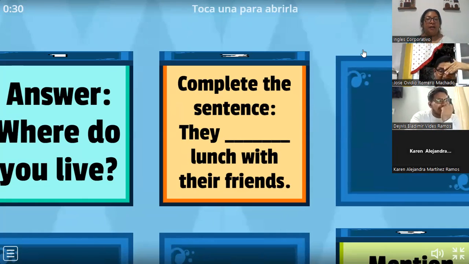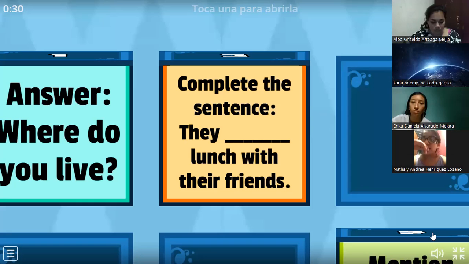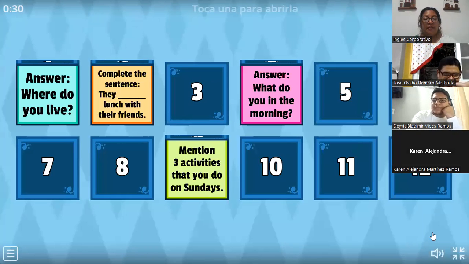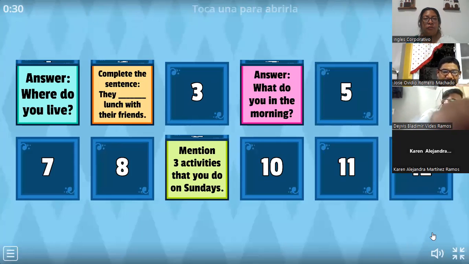They are? They are. Bloody. Try again, Bloody. Y no me vaya a decir they eat. No, mejor no enseño, gracias. ¿Cómo dijimos que íbamos a decir almorzar? Who remembers? They have lunch. Yes, ya ve que sí sabía. They have lunch with their friends.